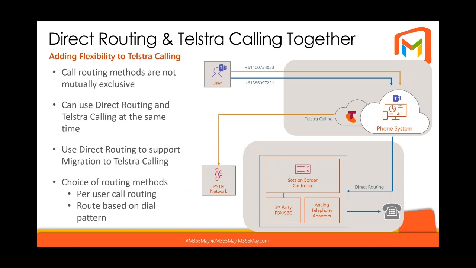And on the choice of routing methods, what I just showed you was the route based on dial pattern. Okay, but basically what that means is that I'm making a decision about which service I use based on the number that's being dialed. I could also have some of my users that always use Telstra calling and some of my users that always use direct routing. And that's a really common scenario. Say, for example, customers of mine or organisations that I work with that have Telstra calling in Australia, but they're using direct routing in other countries, okay? Because they don't have an option to use a calling plan in that country.